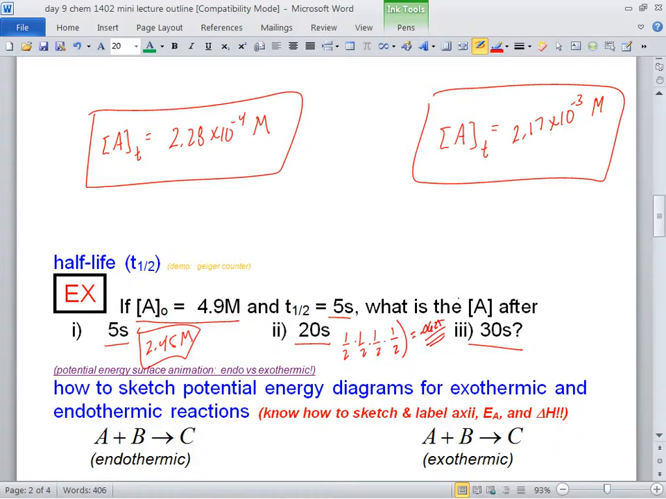So you have to multiply 0.0625 times that 4.9 molar. Before it was just 1/2 times 4.9 molar, because there's only 1 half-life. Now you have to multiply that initial concentration times a half 4 times, because 4 half-lives went by. And I take that times 4.9, I get 0.3.